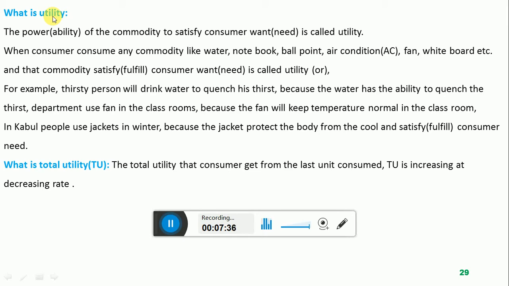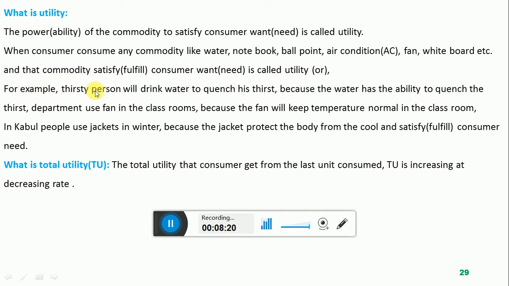So I am again repeating, the power or the ability of the commodity to satisfy human wants, that is called utility of the commodities. Let me read the theory. The power, the ability of the commodity to satisfy consumer want is called utility. When a consumer consumes any commodity, for example water, notebook, ballpoint, air conditioner, fan, whiteboard, etc., and that commodity fulfills the consumer's need, that fulfillment of need is called utility. That satisfaction that the commodity provides to the consumer is called the utility of the commodity.